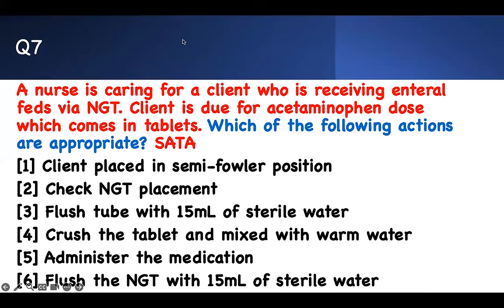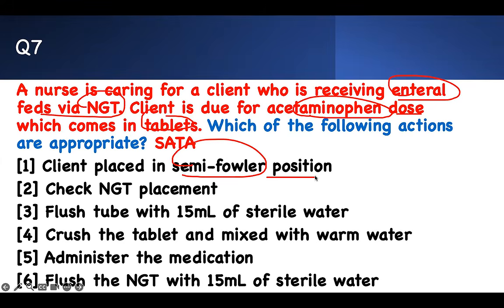Number 7, medication administration. Which of the following actions are appropriate? A nurse is caring for a client who is receiving enteral, oral feeds through an NG tube. The client is due for an acetaminophen dose, which comes in tablet. Rewrite the question. All I'm asking you is, which of the following actions are appropriate when the patient is getting tube feed and you want to give them medication through the NG tube that comes in tablet? Of course, put them up semi-Fowler's to prevent aspiration.